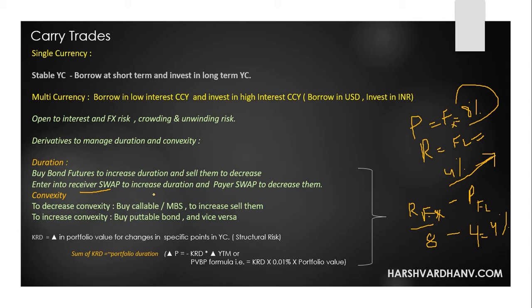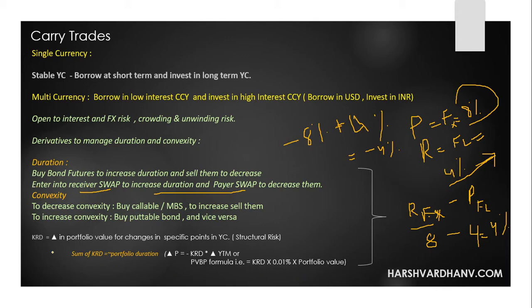And if you want to decrease the duration, you will do the opposite. You will enter a payer swap where you pay fixed, so you pay 8%, and you receive floating, so you receive 4%. So you end up with minus 4%. So if you want to decrease the duration, enter into a payer swap; to increase the duration, enter into a receiver swap.